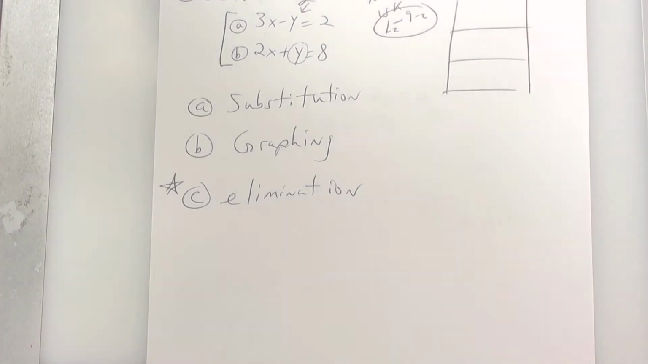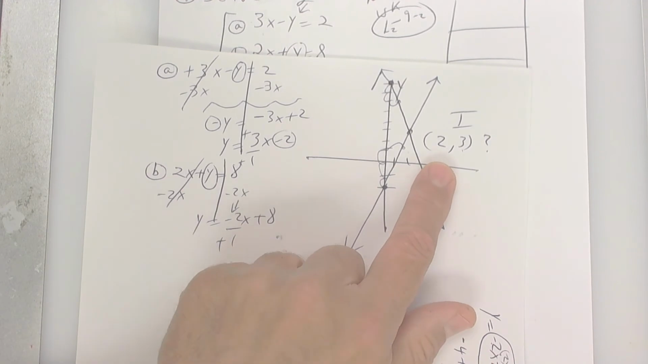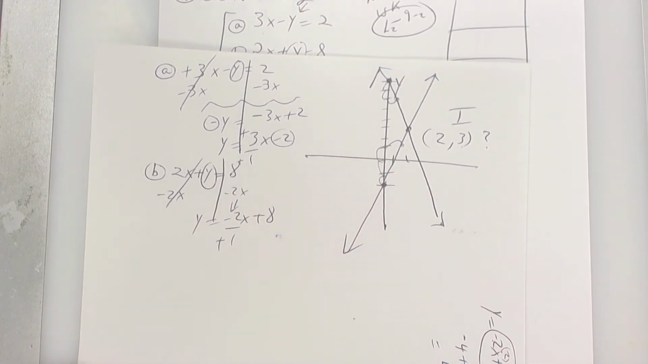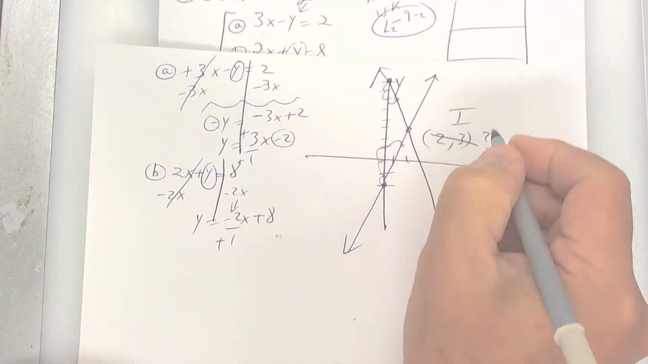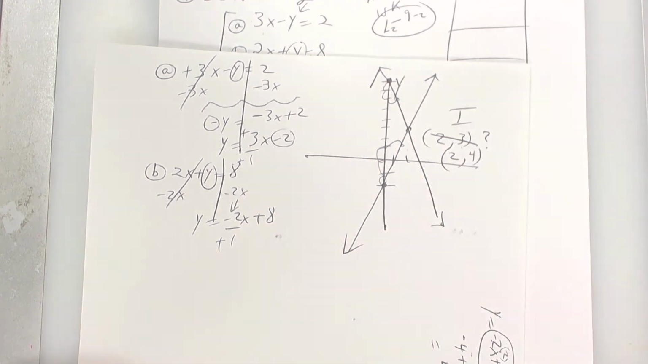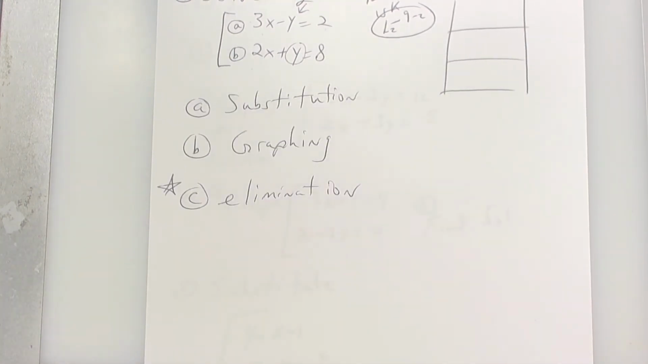Let's see what I said. I said over 2 up 3. So I was close. The correct answer should be 2 and 4. All right, let's keep moving. If you have some questions, make sure you stop me.